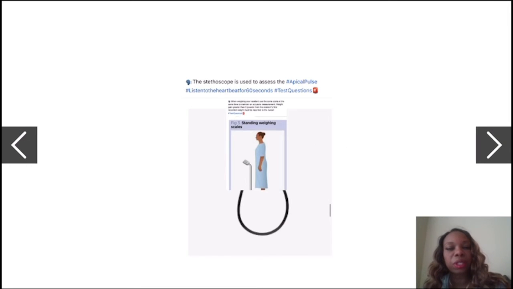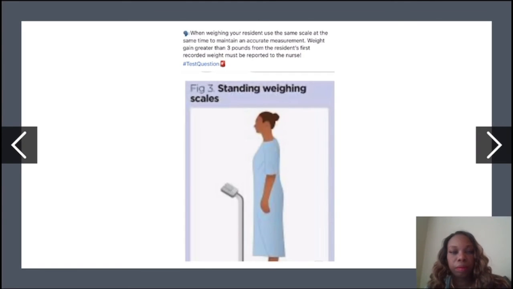The stethoscope is used to assess the apical pulse. In order to assess an apical pulse, you must use a stethoscope and you must listen to the heart for at least 60 seconds. When weighing your resident, use the same scale at the same time to maintain an accurate measurement. Weight gain greater than 3 pounds from the resident's first recorded weight must be reported to the nurse.